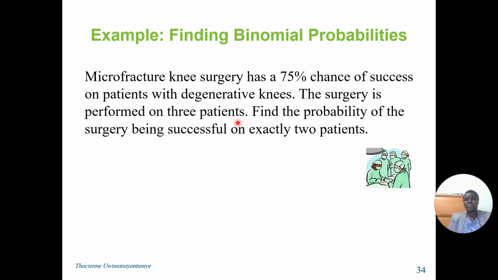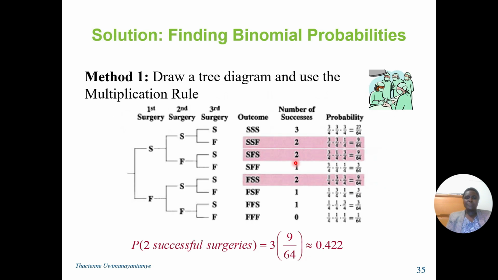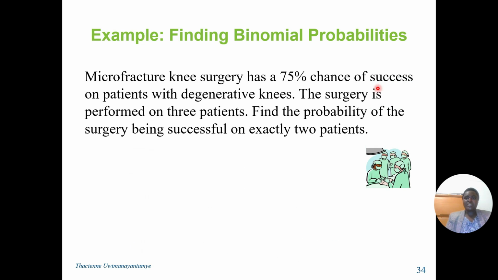N is equal to 3, and the probability of success is 0.75. So then find the probability of surgery being successful on exactly 2 patients. We need first to make our probability distribution, and there are 2 methods. One method is to use this tree diagram, because we are asked to find the probability of surgery being successful on exactly 2 patients.